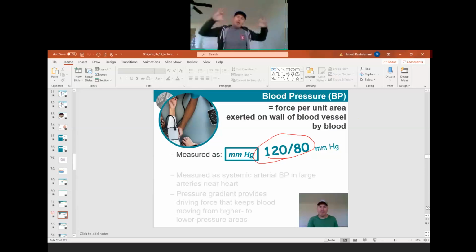Well, that's because you remember the pulsatile flow of the blood. So we have the systolic value, which is when the left ventricle especially is contracted, and then we have the diastolic value when the left ventricle is relaxed. So that's why we get the two pressure values.